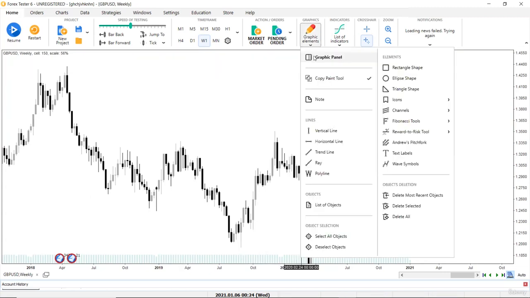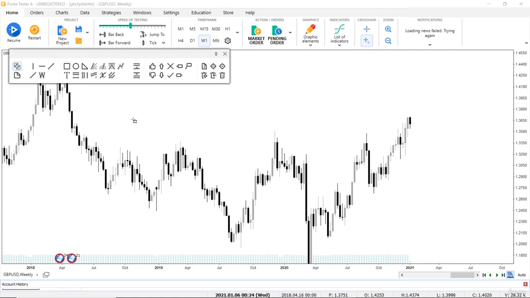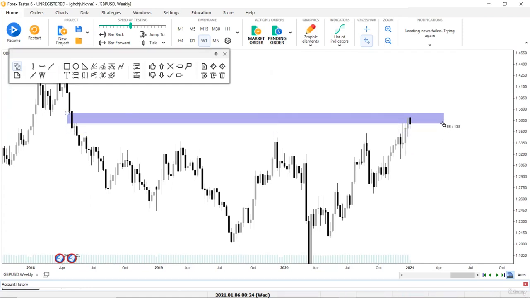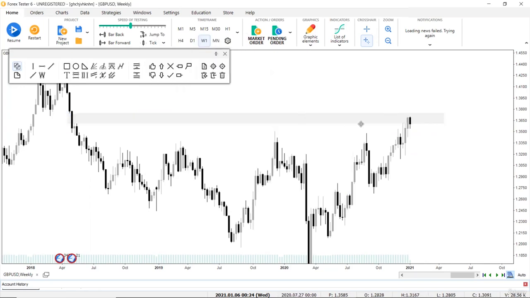And I always tell people to not be afraid to mark up their chart. Just mark it up. I'm going to change this to a different color. All right, so that area right there signifies a weekly fair value gap.